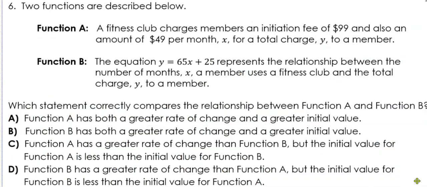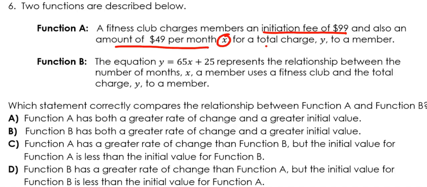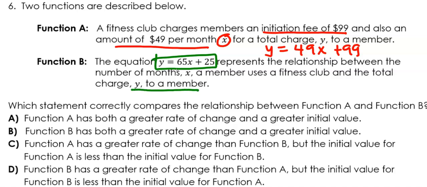Let's take a look at question number 6. 2 functions are described below. Function A says the fitness club charges members an initiation fee of $99 and an amount of $49 per month. So that equation is y equals 49x plus 99. The second function has an equation of 65x plus 25, which also charges a member a monthly fee and an initiation charge. Which statement correctly compares the relationship between function A and function B?